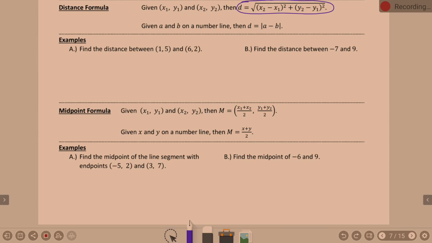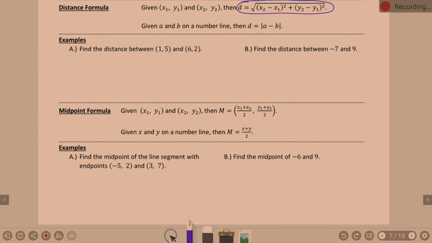Okay, so given two ordered pairs, the distance is the square root of x2 minus x1, quantity squared, plus y2 minus y1, quantity squared. It's following the formula. Now, the other piece we have, if you just have 2 points on a number line, we can find the distance between two numbers on a number line pretty easily. But the official formula is the distance is the absolute value of a minus b. Okay? So let's practice real quick.